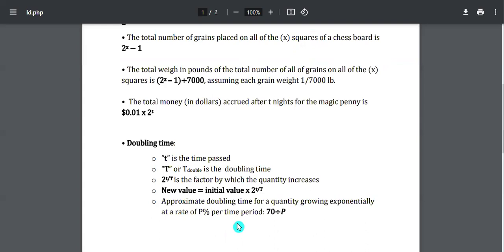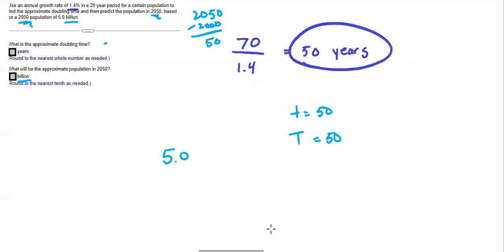So if I'm going to go ahead and use this formula here, my initial value is the 5.0. Then I have to do times 2. There it is. Times 2. And it has an exponent of a fraction, little t, which is this, divided by big T, which is this. Now, it's not very common that little t and big T, the time passed and the doubling time, are the same. In this particular case, they just cancel out, and you end up with 5.0 times 2 to the power of 1, which is the same as 5.0 times 2, which is the same as just 10.0.